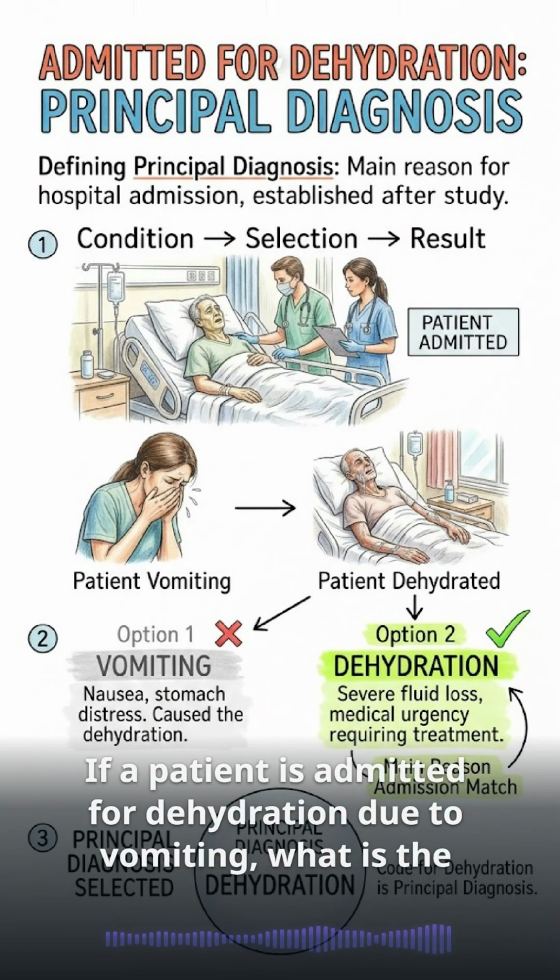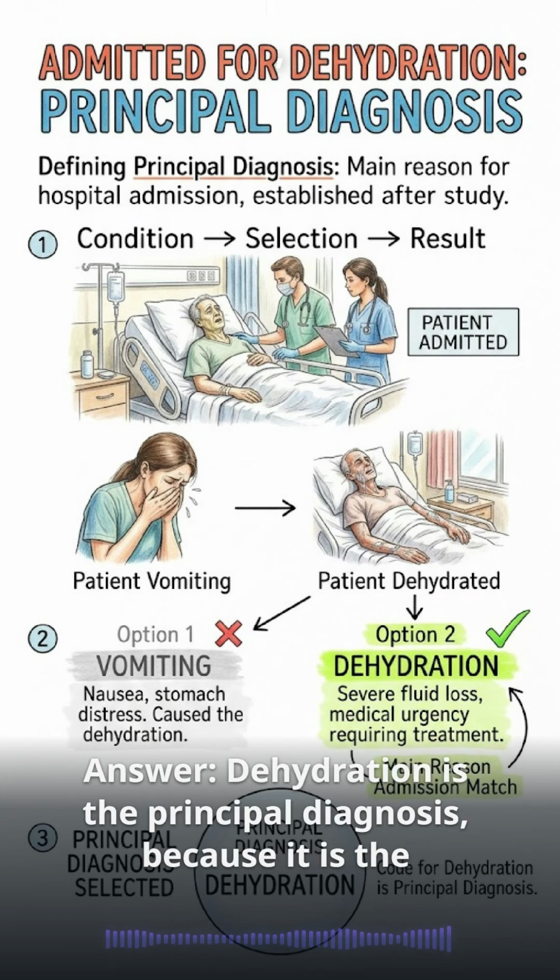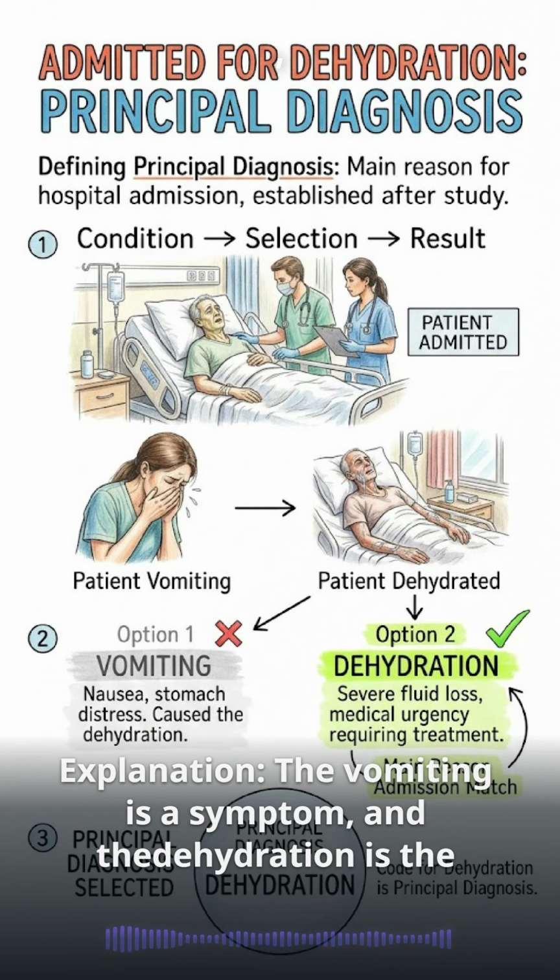15. If a patient is admitted for dehydration due to vomiting, what is the principal diagnosis? Dehydration is the principal diagnosis because it is the main reason for the hospital admission. The vomiting is a symptom, and the dehydration is the condition needing immediate intravenous fluids.